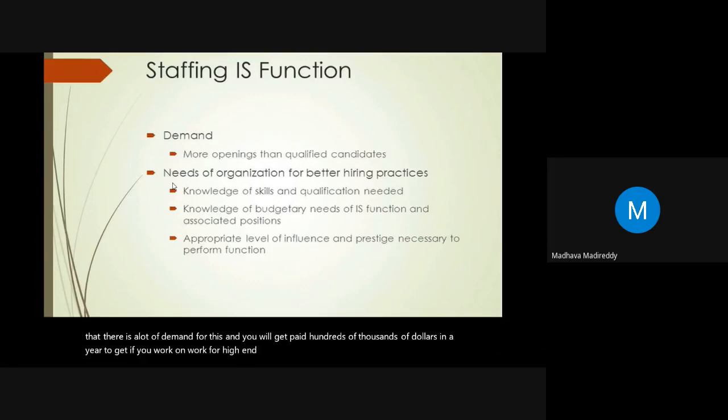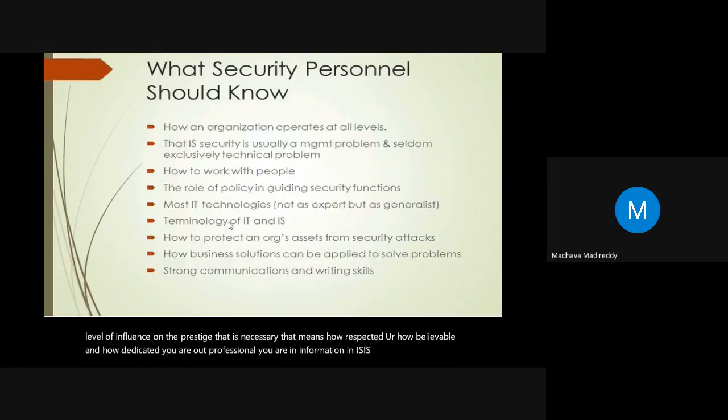So if you are a staffing organization, you will be looking for the knowledge of budgetary needs of the information security function and the associated positions. They will look for the level of influence and the prestige that is necessary. That means how respected you are, how believable, how dedicated you are, how professional you are in IS. IS is information security. So as security personnel, what are the things that you should know?